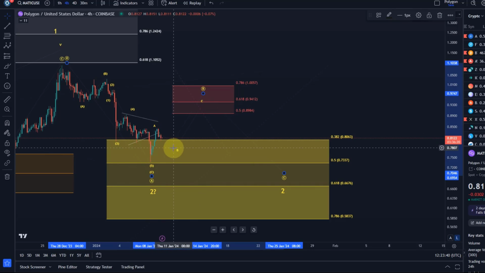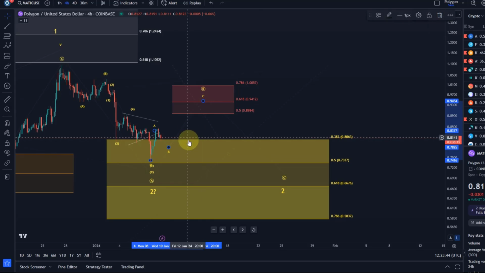So the A wave could have completed. This might now be a small B wave pullback with a C wave still to come. And that could complete wave B. Standard resistance, 89.8 cents to $1.